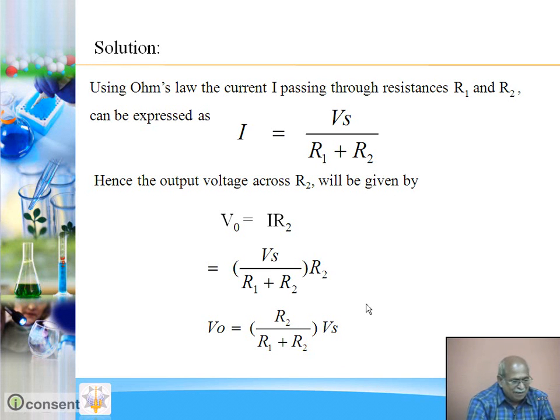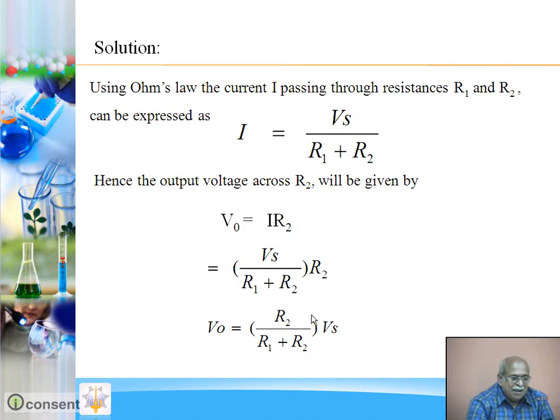You will say this is easy. Yes, no doubt it is easy. But the purpose of taking this problem is, look at the final result. Output voltage VO is fraction R2 upon R1 plus R2. It's a fraction. A fraction of supply voltage Vs.